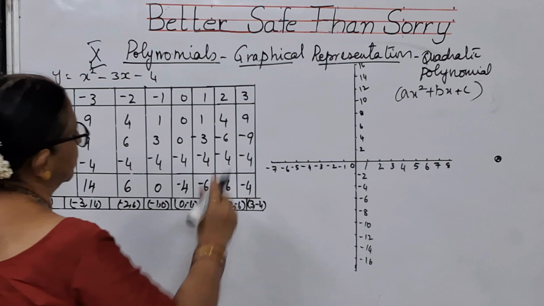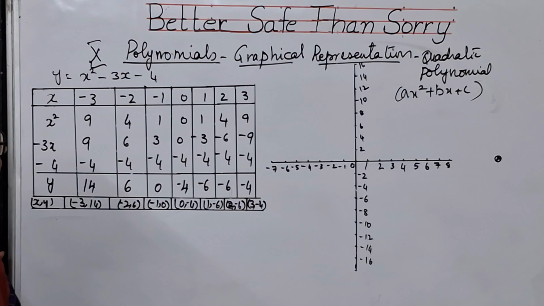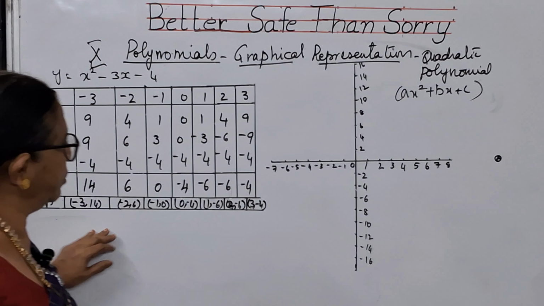2, minus 6. 3, minus 4. So ordered pairs you have taken. Now after taking ordered pairs, let us keep these ordered pairs in the graph. So when I have taken the graph, what did I do, children? I have taken a certain scale because the graph paper might not be sufficient according to the values. For the convenience, I have taken a scale.